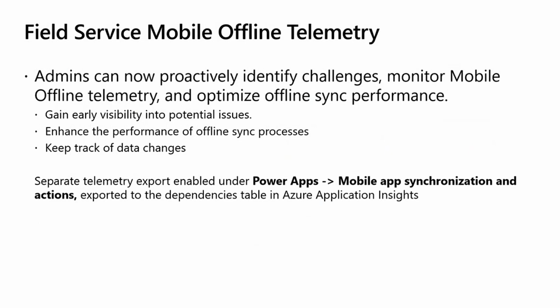So admins can now use this telemetry to identify any challenges, monitor the offline telemetry, and as I said, optimize that offline sync performance. Some of the benefits: you get early visibility of issues, so you can test the offline mode, understand if there are any issues with the synchronization, if your offline profiles are taking a bit longer, whether any errors are occurring. You can do this as early as possible in the process. Obviously, we recommend using App Insights not just in production, but in your test and dev environments. You can also use it to improve the performance of your offline sync.